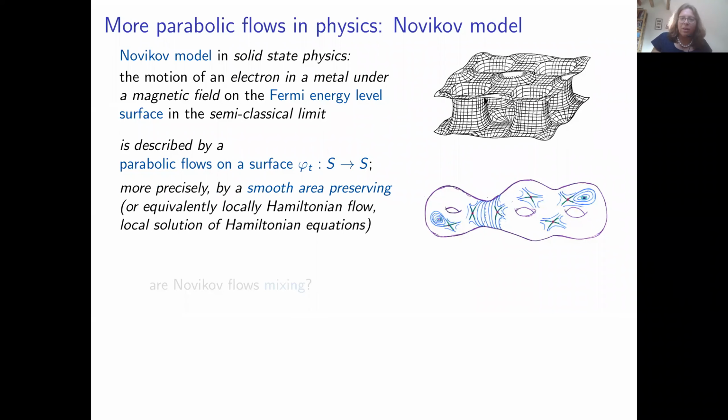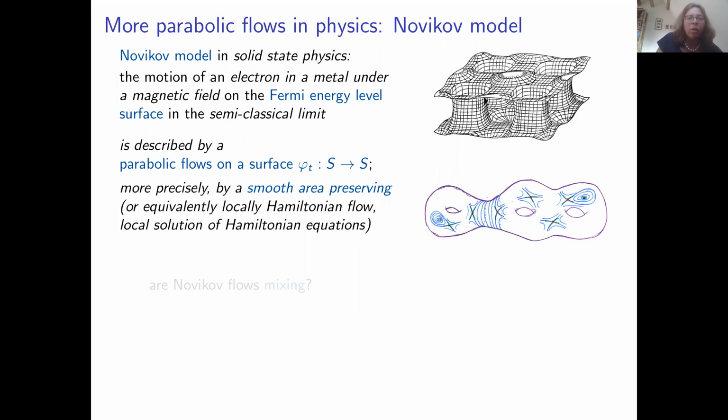So you are in the setup of ergodic theory where you have an invariant measure, and this invariant measure is actually smooth. You have a smooth flow, you are in the smooth dynamics world, and in the area-preserving, volume-preserving world. Equivalently, another way to describe these flows is that they are locally Hamiltonian flows. Locally, they are given by solutions of Hamiltonian equations. Again, feel free to ask me later if you want more details.